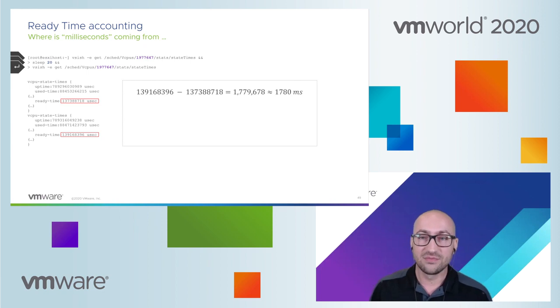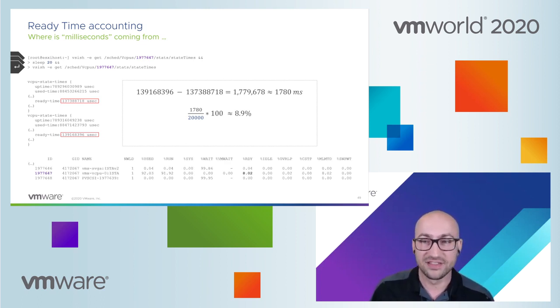So if we look at these microseconds and do very, very simple math and deduct them, we see that over these 20 seconds, that vCPU has spent 1,780 milliseconds in the ready queue. If we divide that by 20,000, because 20,000 milliseconds, and multiply by 100, we get approximately 8.9% of ready.